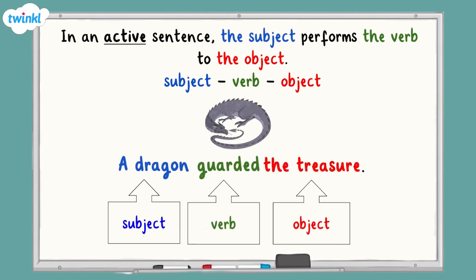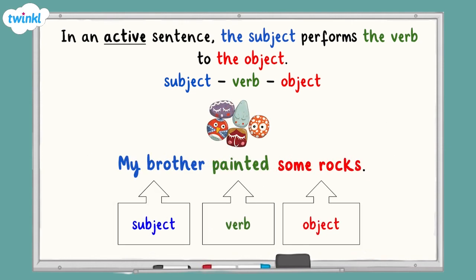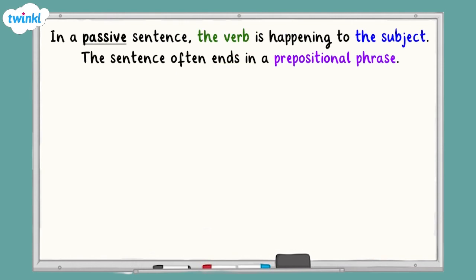The dragon guarded the treasure. Our newest player scored the first goal. My brother painted some rocks. In a passive sentence, the thing that would usually be the object becomes the subject through the use of the passive form of the verb.